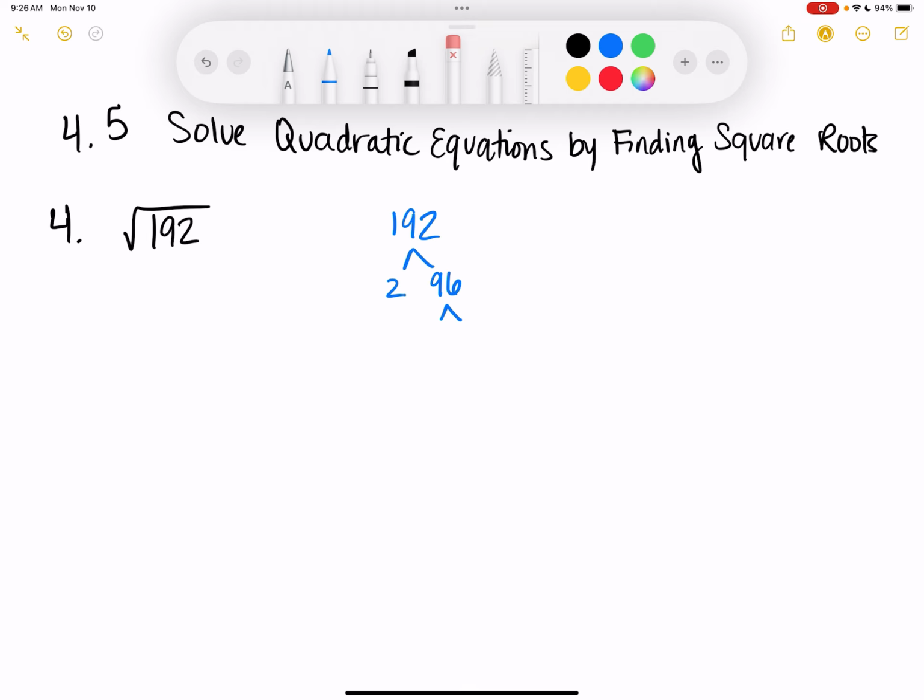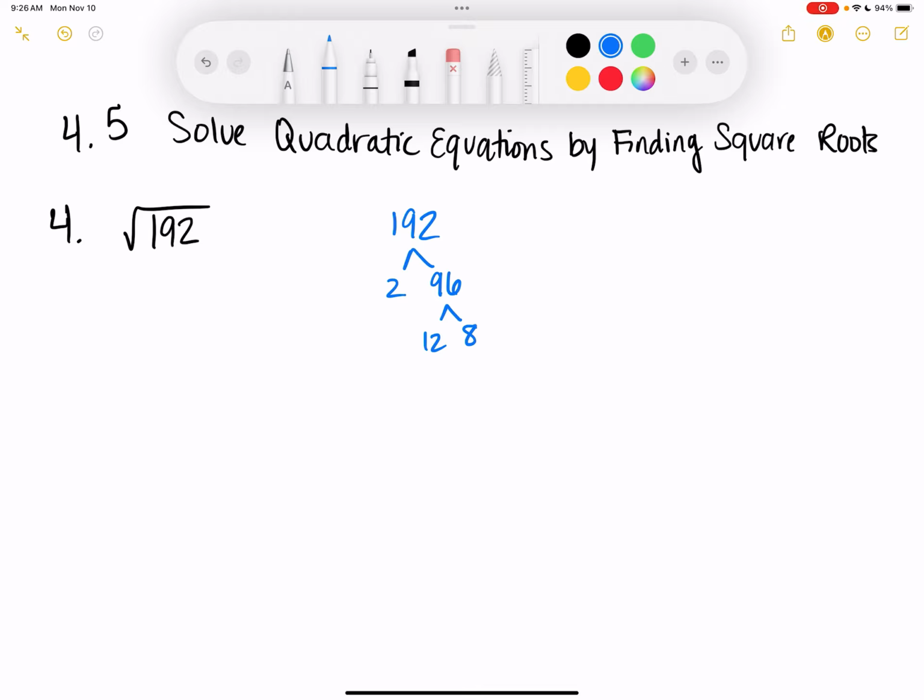Yes, 12 and 8. I'm going to do that so that my tree's not so big. But yes, you could keep going down with a 2. You could go with a 3. A 4 would work. We have options. But this way my tree won't be so large.